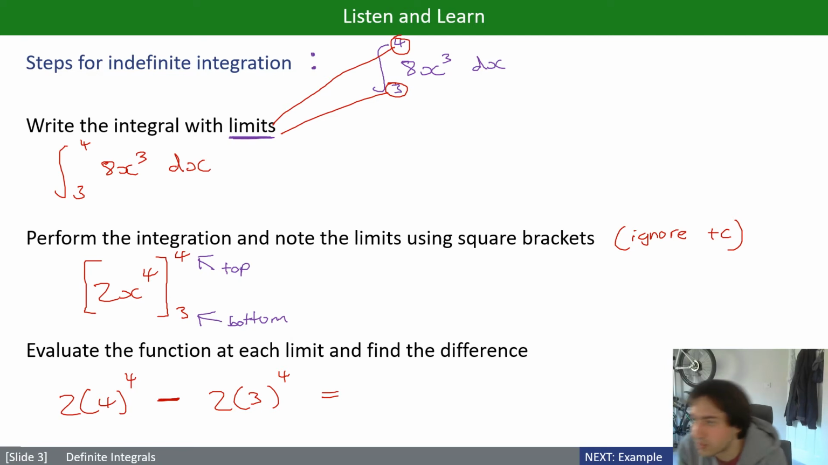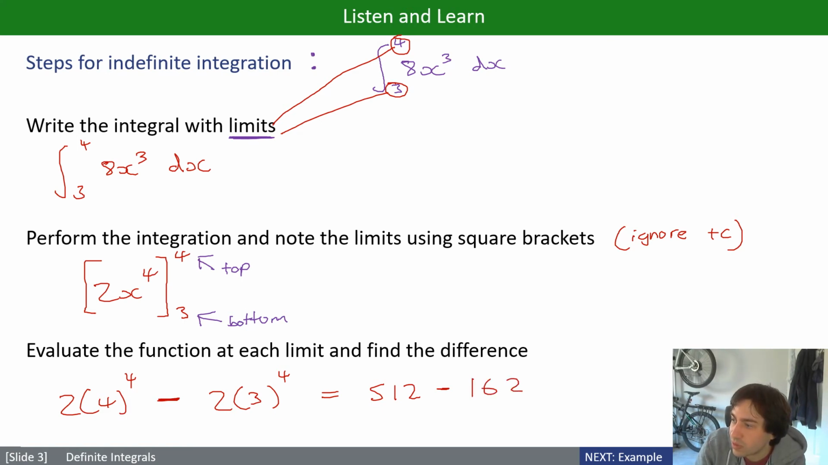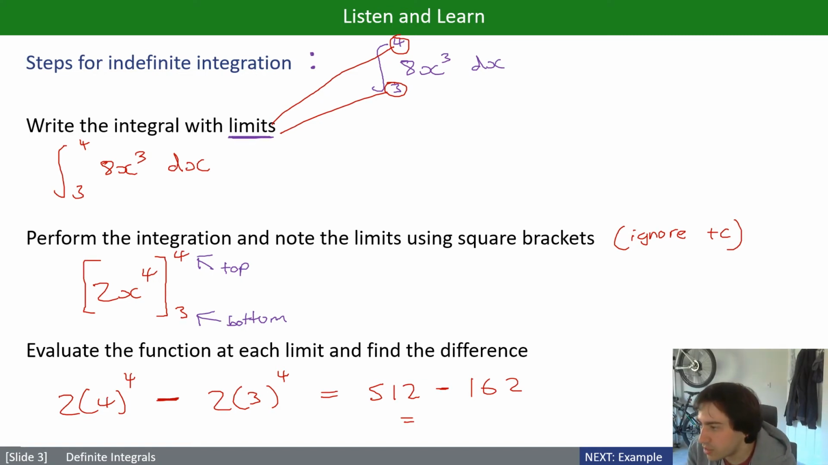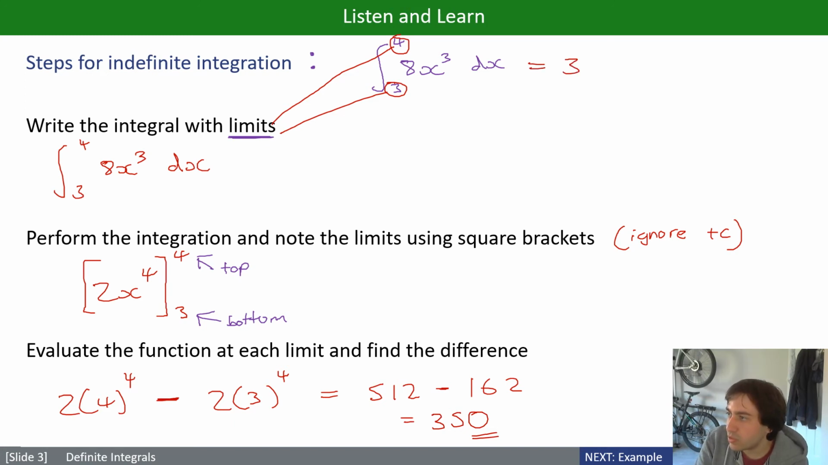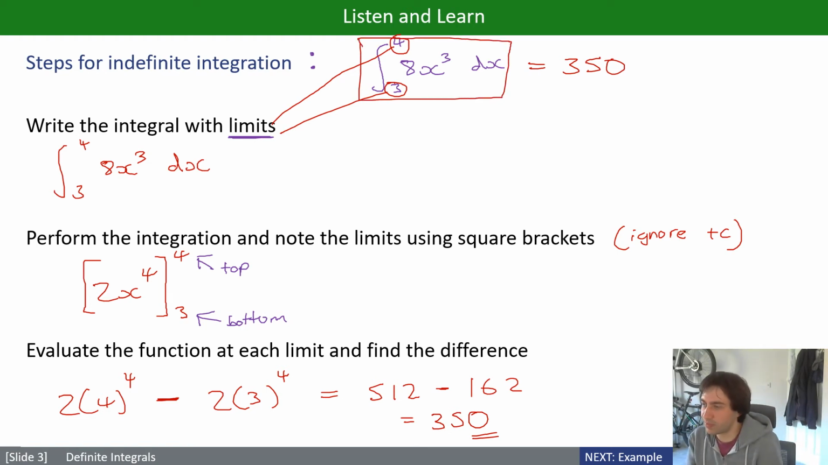4 to the 4, that's 16 squared is 256. Times 2 is 512. And you're going to take away 2 times 3 to the 4, that's 9 squared, 81. Times 2 is 162. Our final answer, 350. Okay, so our original integral, our definite integral, which we expressed here, has a value of 350.